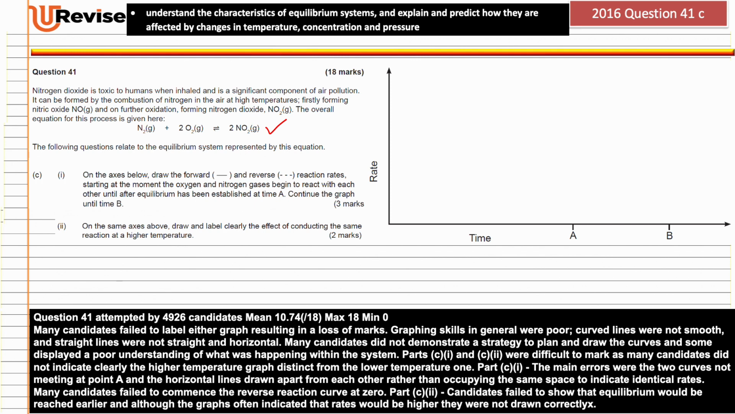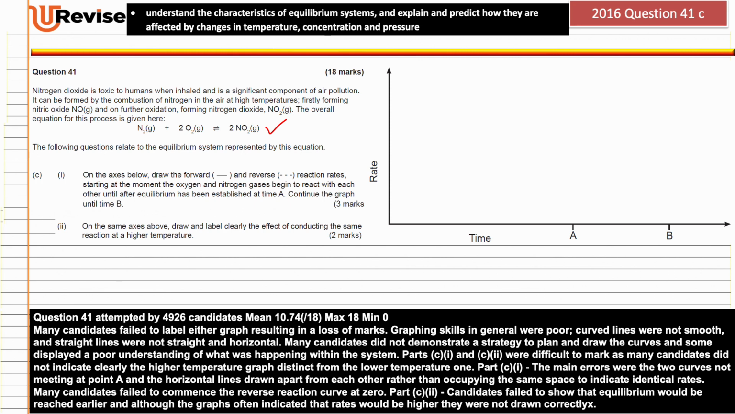So the question goes on to read, on the axis below, draw the forward and reverse reaction rates starting at the moment when oxygen and nitrogen gas begin to react with each other until after equilibrium has been established at A. Continue the graph until time B. On the same axis above, draw and label clearly the effect of conducting the same reaction at a higher temperature.